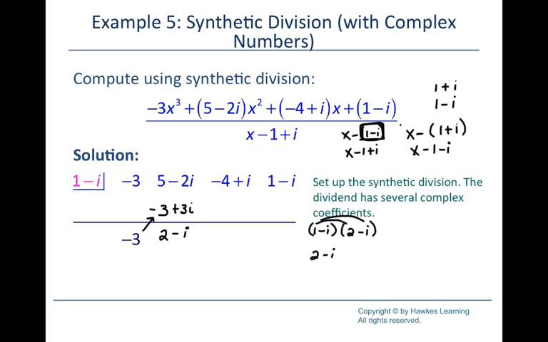Then we have negative i times 2 is minus 2i. And then negative i times negative i is plus i squared. But remember, every i squared is replaced with a negative 1.